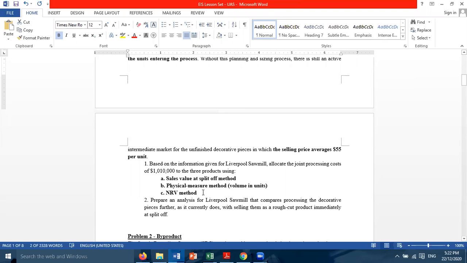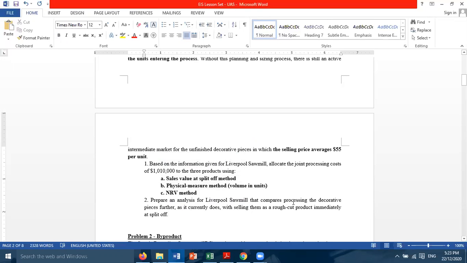So the only difference in these methods is just the basis of the weightings. For example, sales value at split off means that sales value at split off will be the basis for the weightings on calculating the joint cost allocated. And same goes for the rest. Okay. Next one is number 2.